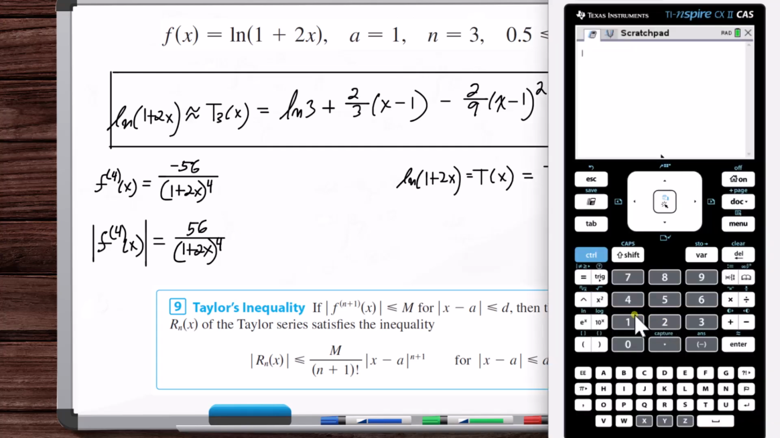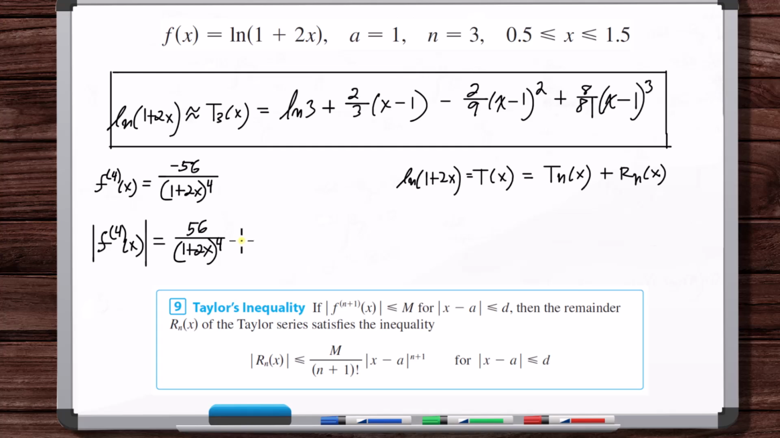So 2 times 0.5 is 1. 1 plus 1 is 2. 2 to the 4th is 16. 56 divided by 16 is 7/2. So this is less than or equal to 7/2 for all x.